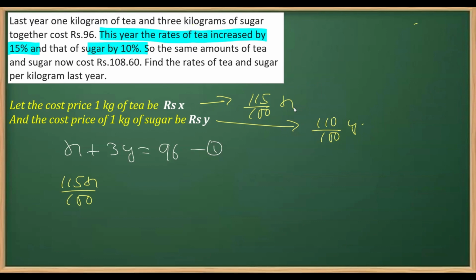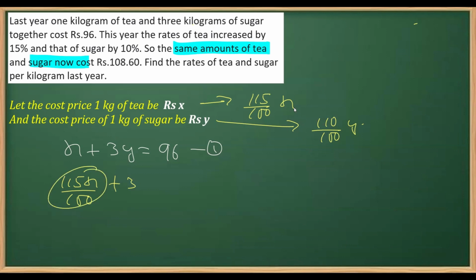If there is a mistake, it could be that the amount is the same. That means the quantity bought is the same. So it is still going to be 1 kg of tea and 3 kg of sugar. The sugar price is this, so 3 kg of sugar is 108.60. The important thing to consider here is that the quantity remains the same, just the price has changed. And that's why this will be the new equation.